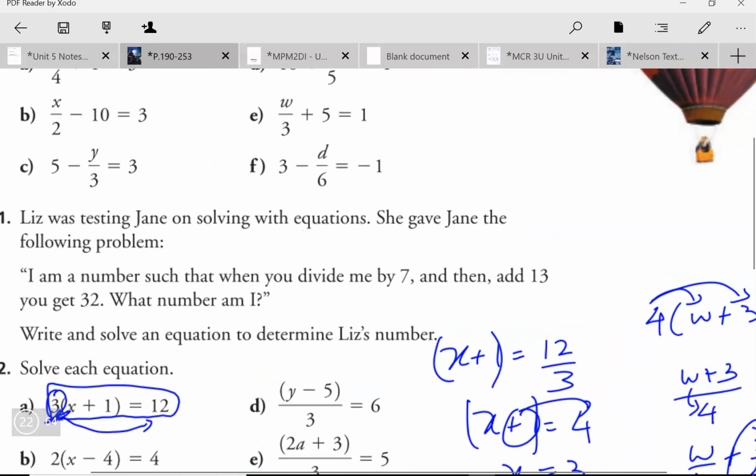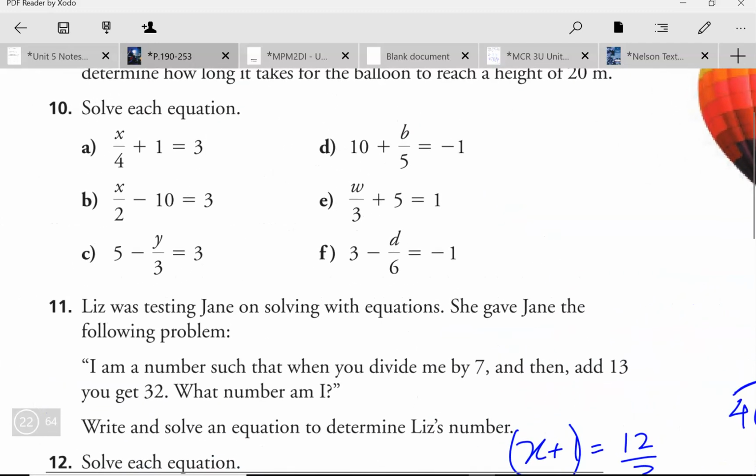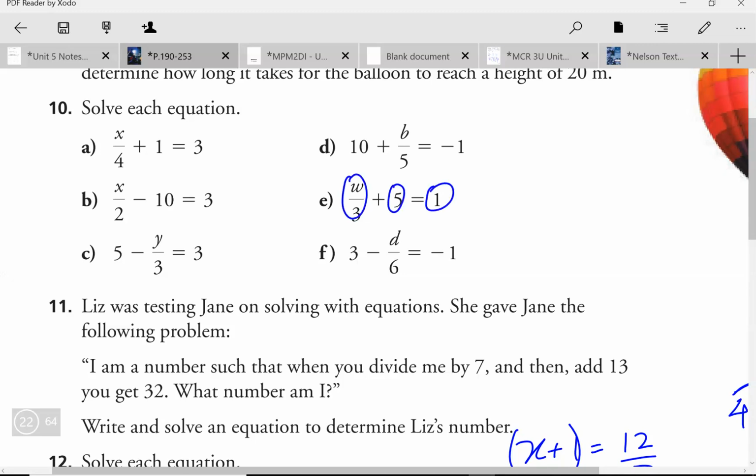Okay, this seems fairly easy in terms of questions go. Again, you can do this both ways. You can multiply each term by the denominator and then rearrange it, or you can use reverse BEDMAS. First get rid of the 10, move this to this side. So you get b over 5 equals negative 1 minus 10, which is negative 11.